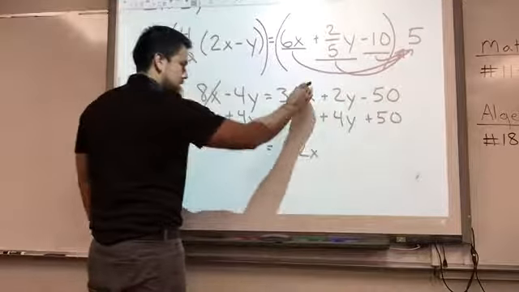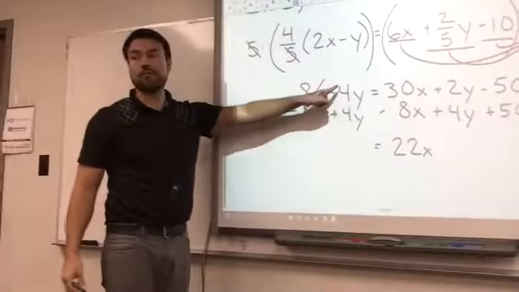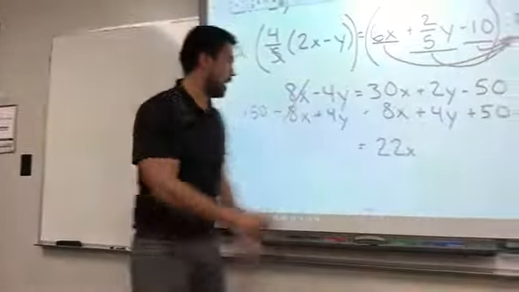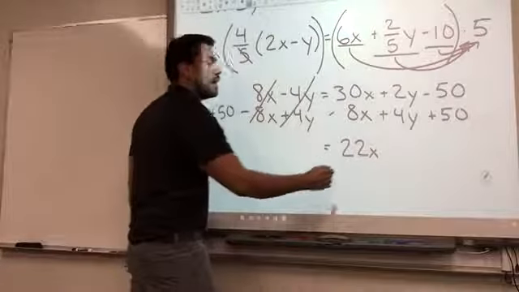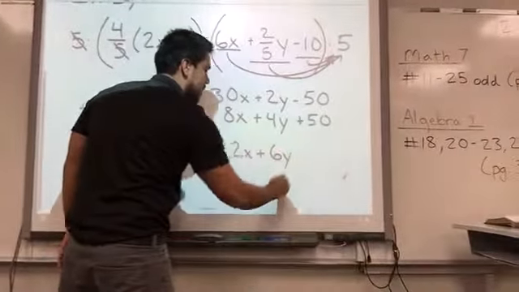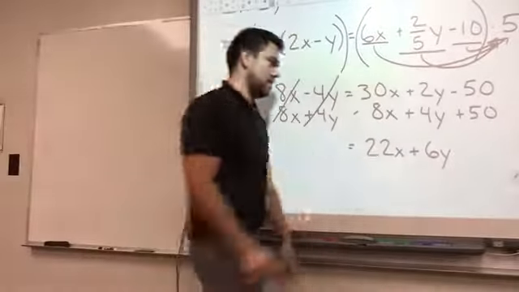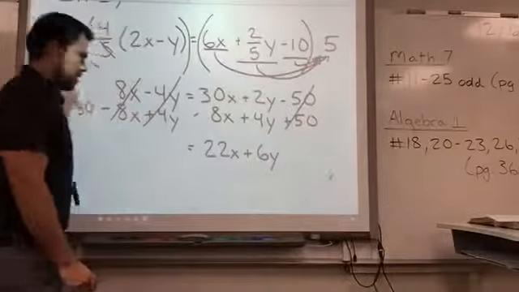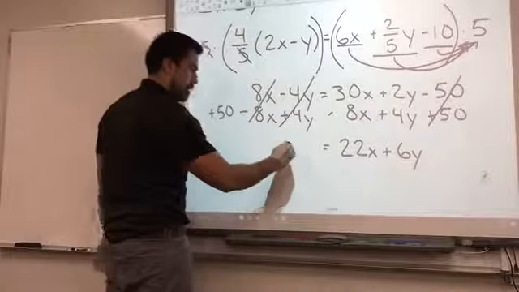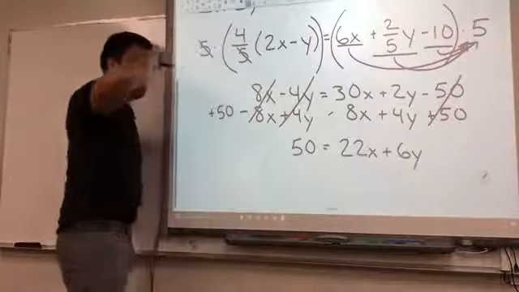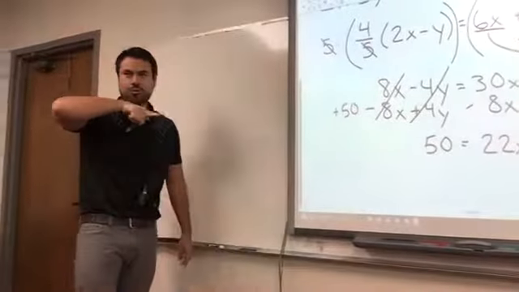22x. So that's now done. I added 4y to both sides. And what happens right here? 6y. And I get my plus 6y. And I added 50 to both sides. What happens to the right? Canceled out. Okay, and then I get my 50 over here. Oh, oops. I'm so sorry, guys. That's not standard form, or is it?